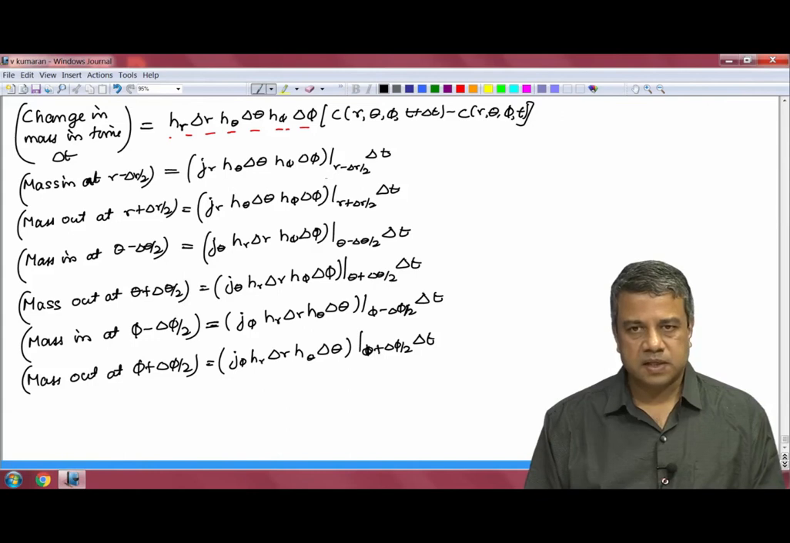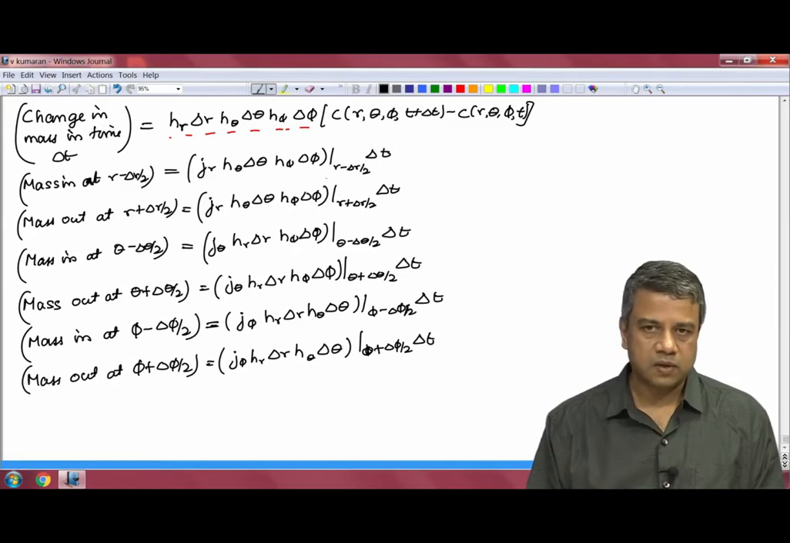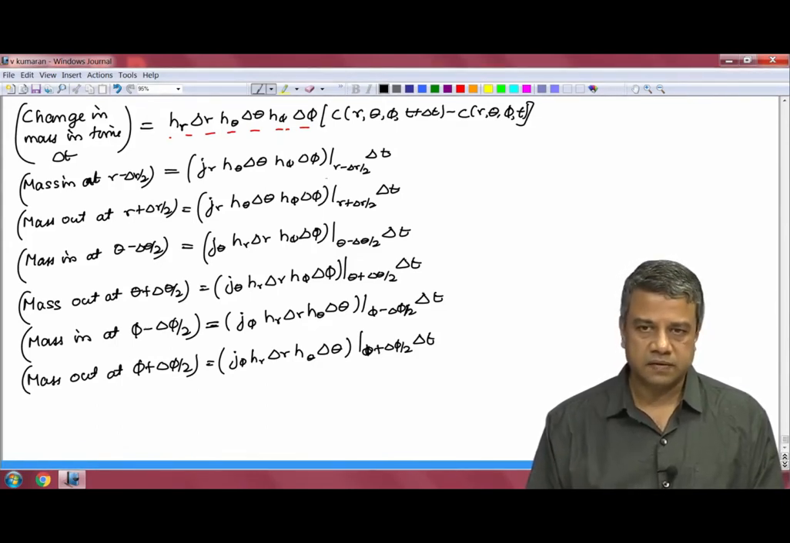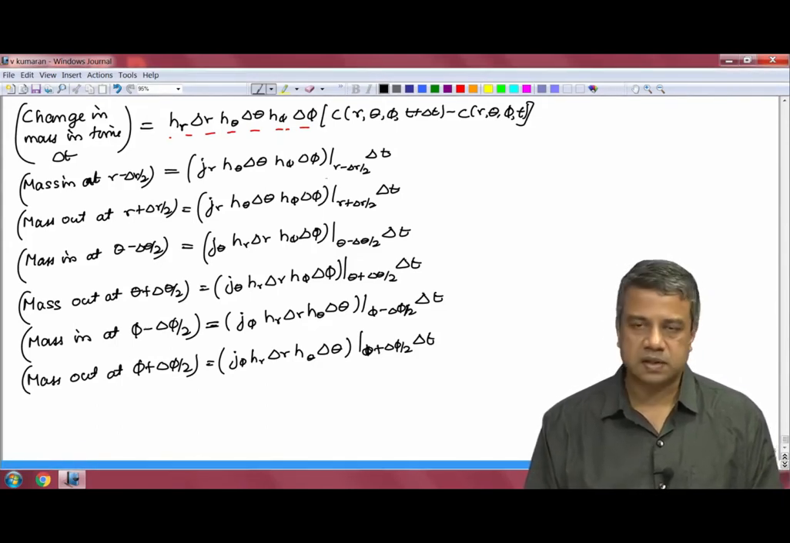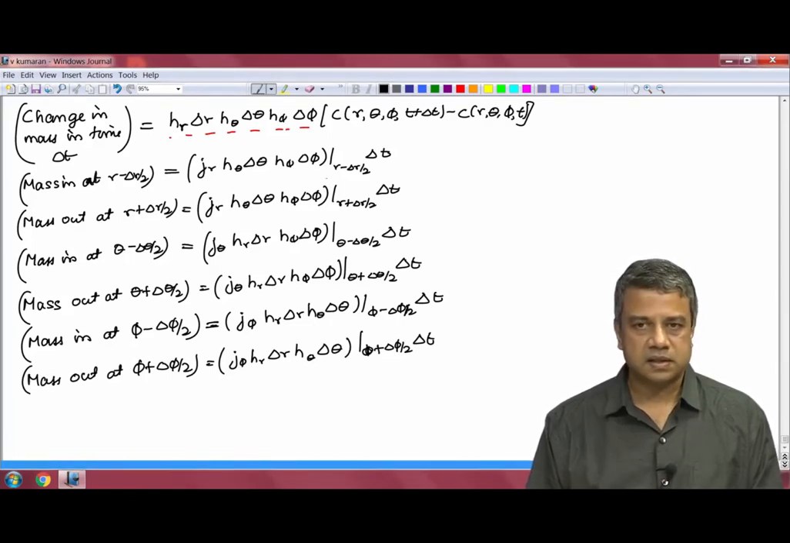So these are the mass in and mass out at the surfaces and the change in mass in a time delta t. I have to add one more term here, which is due to the source or sink, that we will do in the next lecture, and we will go ahead and derive the conservation equation for the concentration in a spherical coordinate system. So, I will continue this in the next lecture. I will see you then.